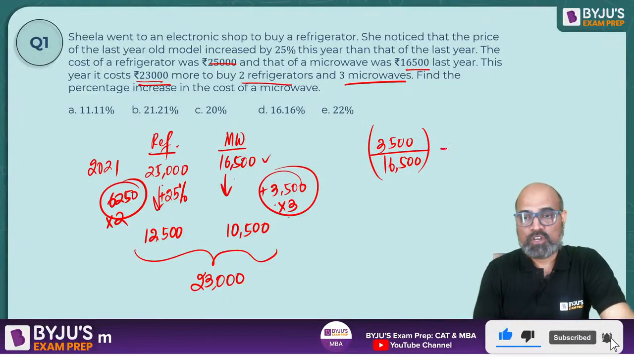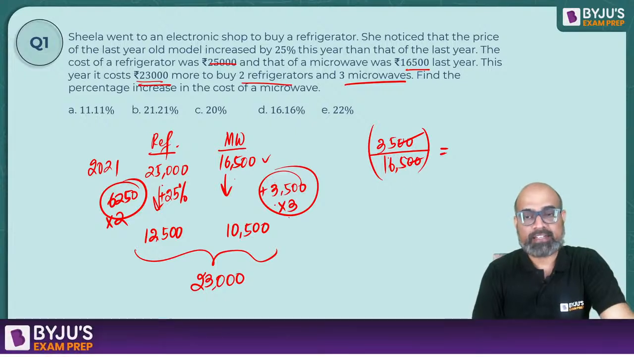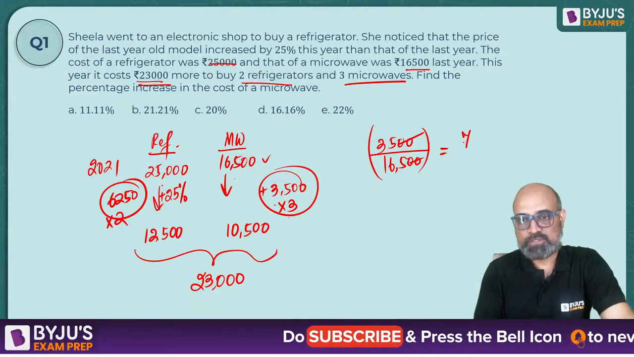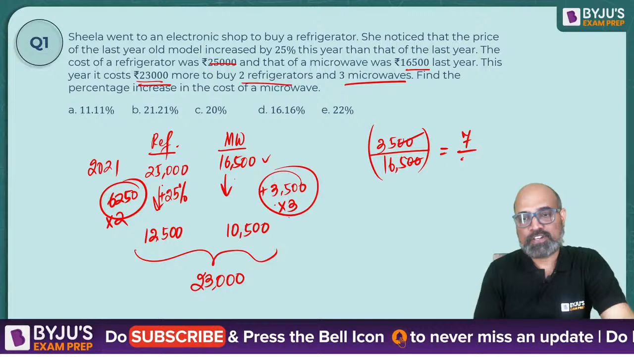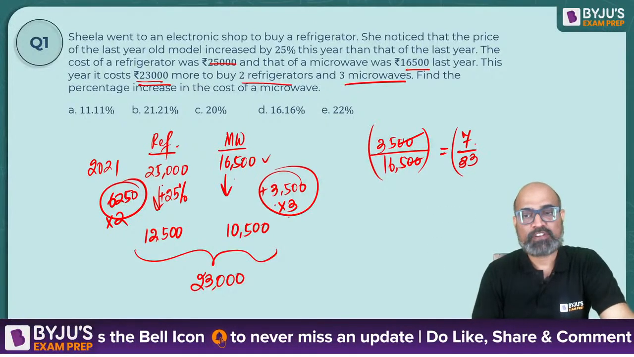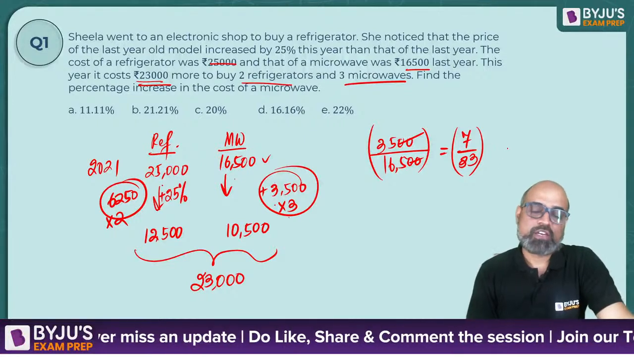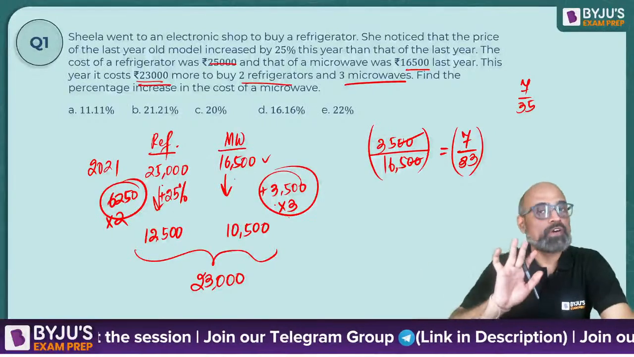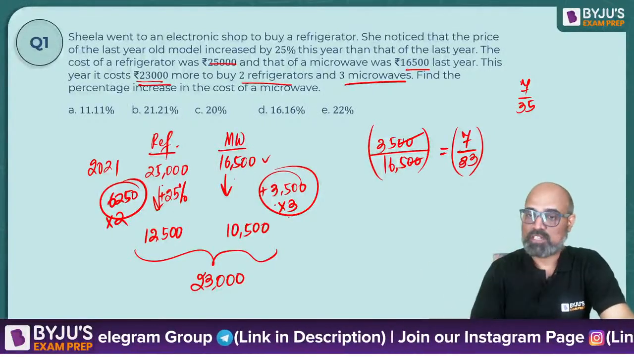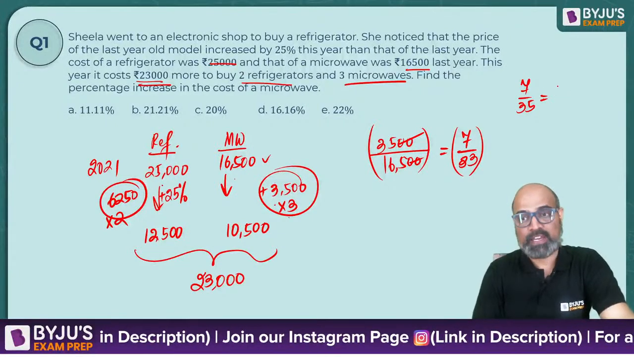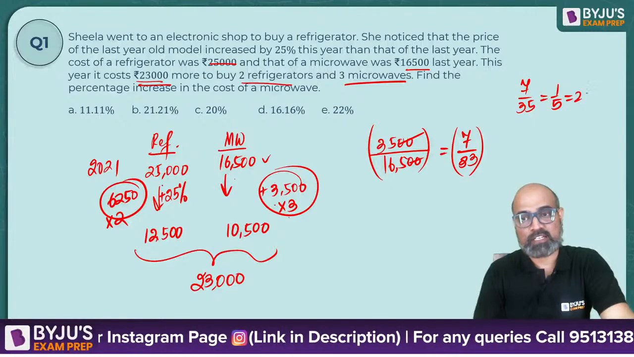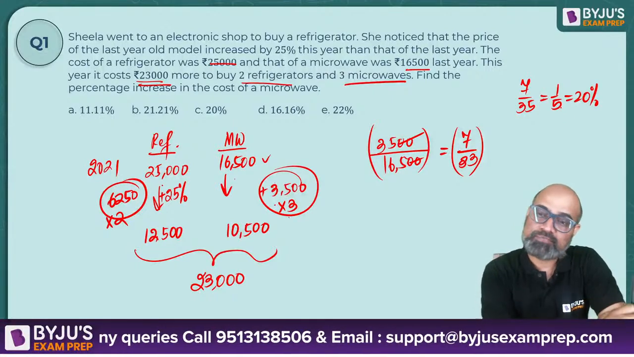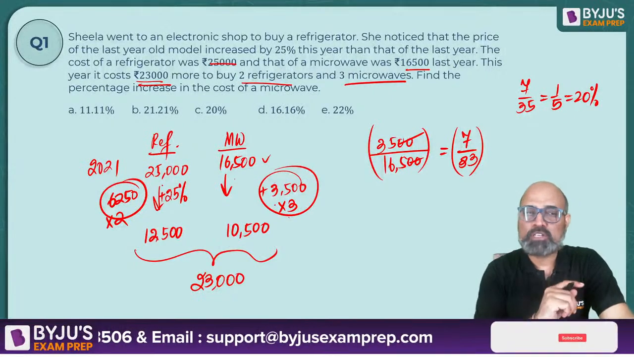So I'm going to ignore these two zeros. And then we have 35 and 165. They both are in the table of 5. So 5 into 7 is 35. And 5 into 33 is 165. 7 by 33. Okay. I'm doing an approximation because I don't know how to divide 7 by 33. So 7 by 35 would have been 1 by 5 if you simplify, which is nothing but 20%. So 7 by 33, should it be more than 20% or should it be less than 20%?